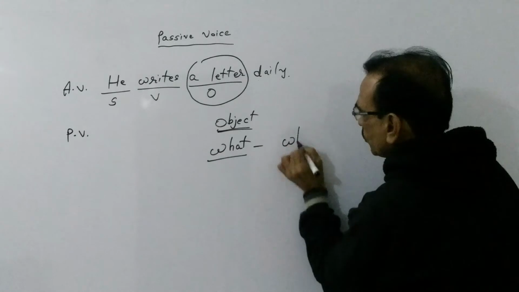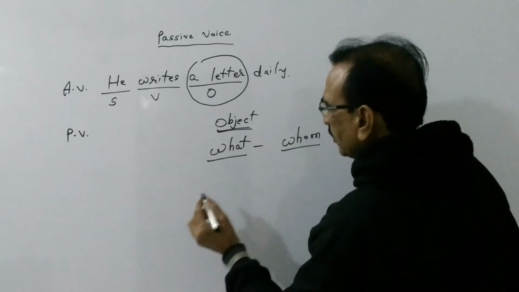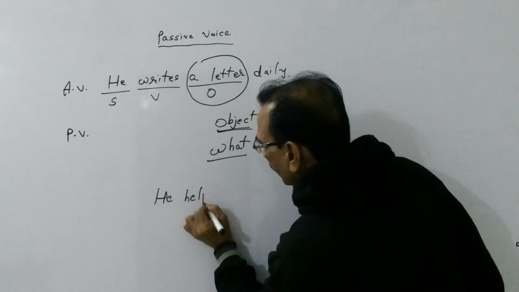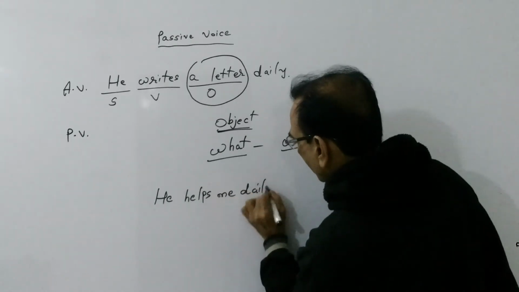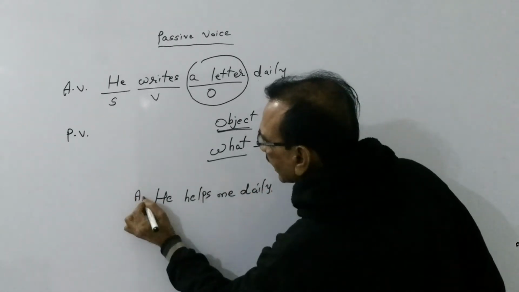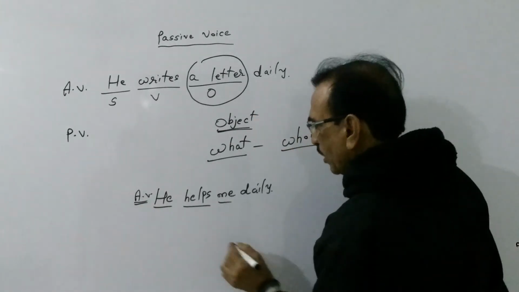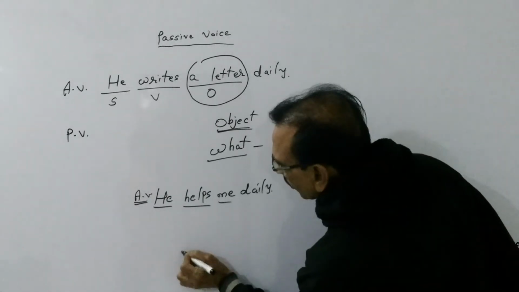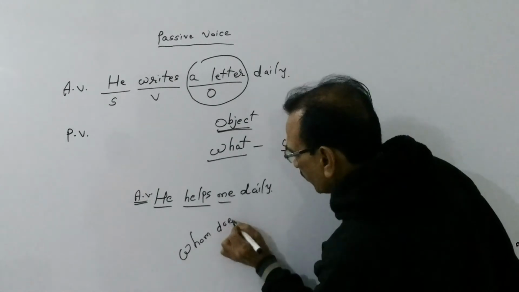Similarly, we have to use whom. I will give you one more example. He helps me daily. This is active voice because he is the doer of the action, this is the verb and this is the object. Now, how can I find the object? So, by using whom. Whom does he help?